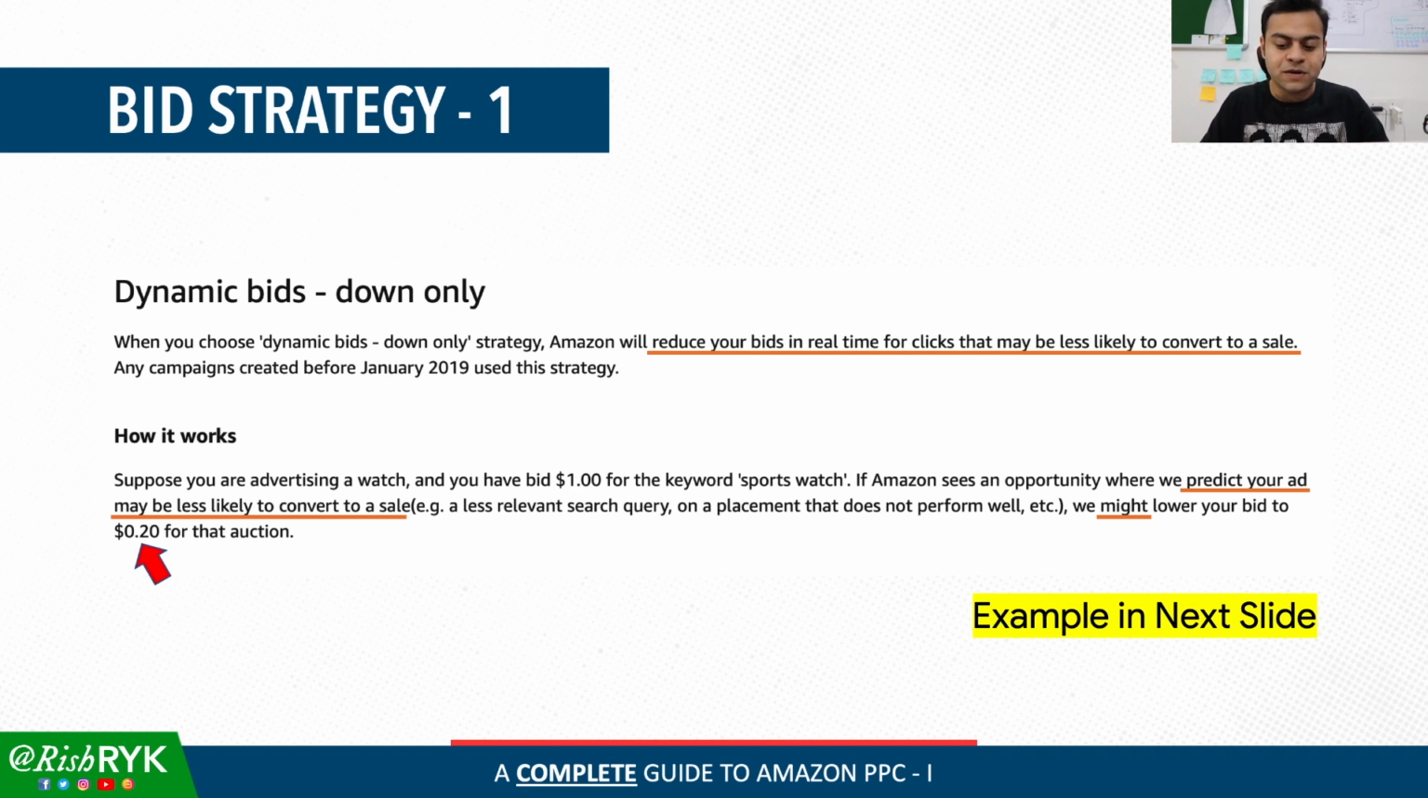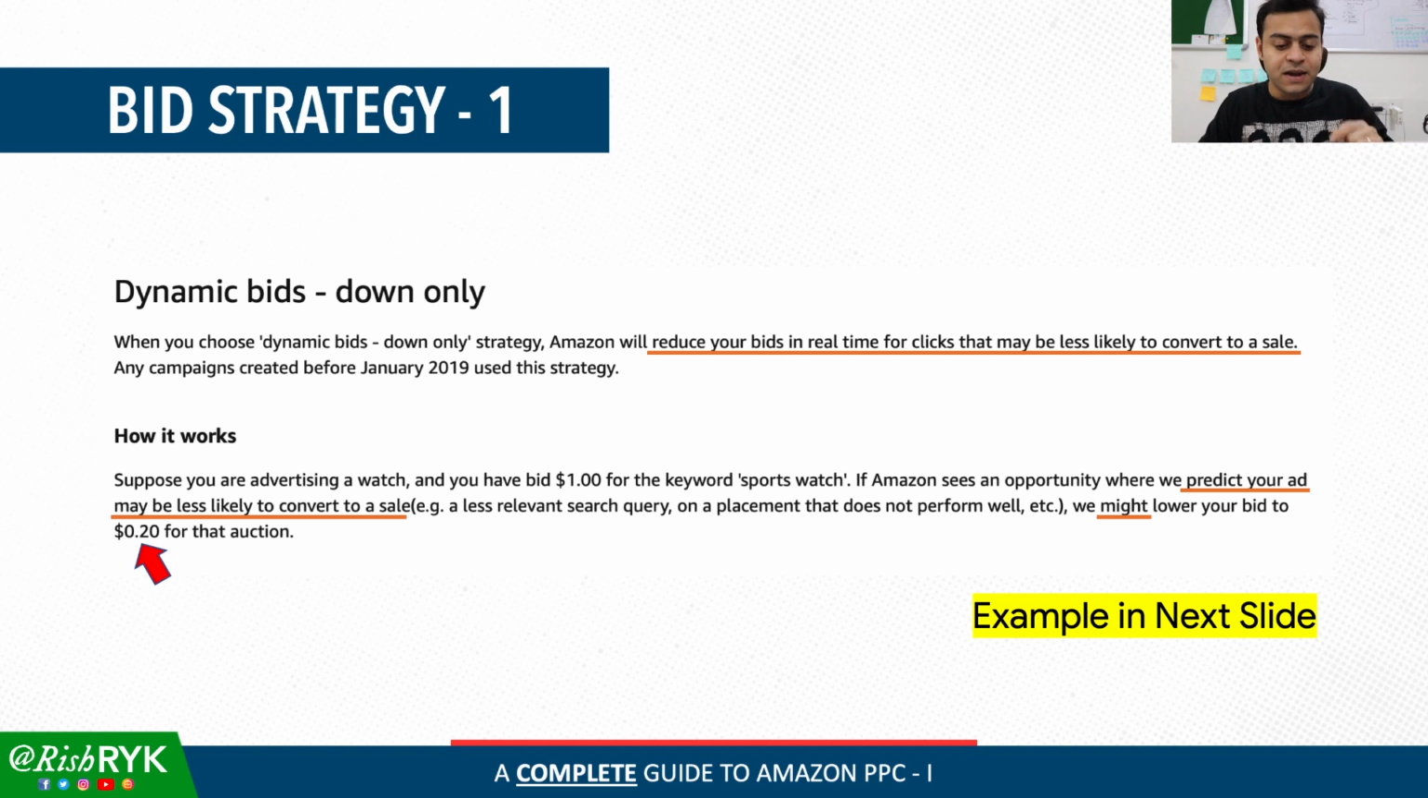So I'm going to go through it first, and then I'm going to explain the same thing with an example. What Amazon says is that Amazon will reduce your bids in real time for clicks that may be less likely to convert to a sale. I'm going to explain that to you with an example, but let's look at their example first.